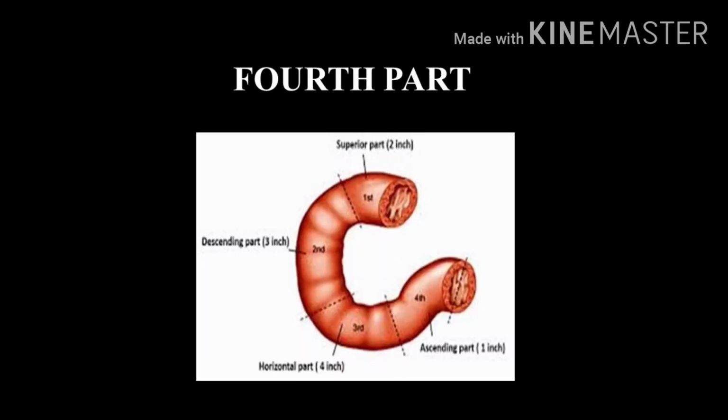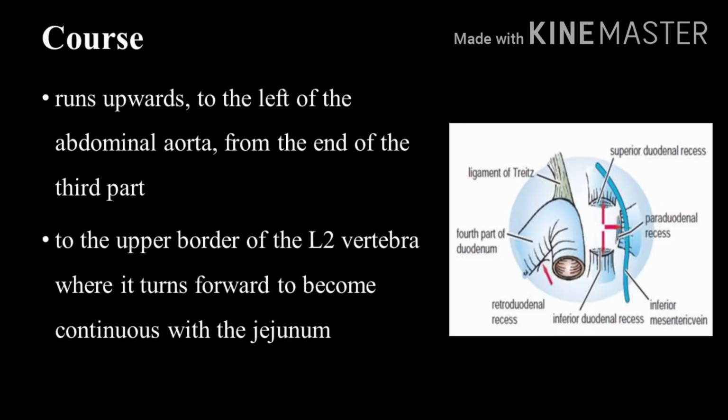Fourth part of the duodenum. Course. The fourth part of the duodenum runs upward on the left of the abdominal aorta from the end of the third part to the upper border of the L2 vertebra, where it turns forward to become continuous with the jejunum.